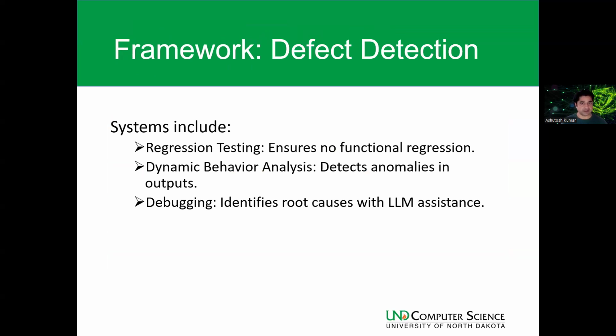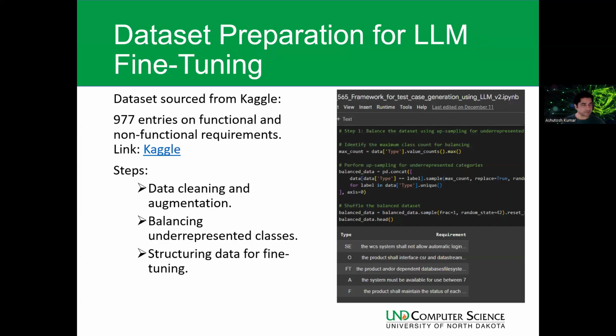And detection of defects is another critical component of this framework. Regression testing re-executes the existing test cases to prevent functional regressions. Dynamic behavior analysis monitors the AI model output under various scenarios to flag anomalies. Finally, debugging tools leverage the LLM to identify the root cause of the issue, providing actionable insight.